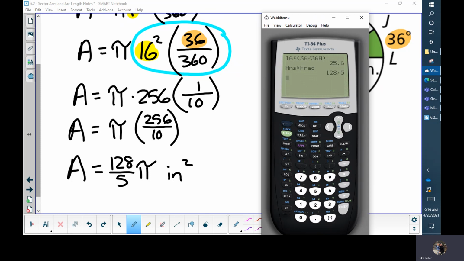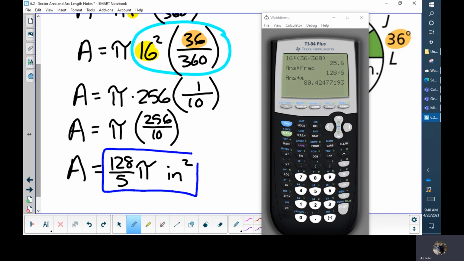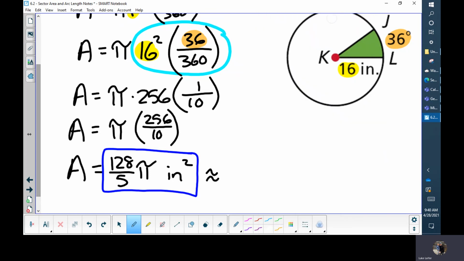What about my approximate answer? So I'm going to take that last answer and then I'm going to multiply it by pi, and I get this. So here's my exact answer. 128 times pi. Here's my approximate answer, 80.42. And this is inches squared.